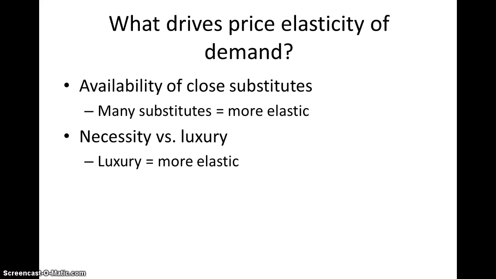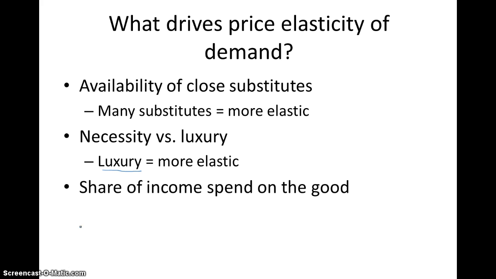We touched on this in that earlier slide too. Next, necessity versus luxury. The more luxury a good is, the more sensitive you are going to be to its price. So when you're deciding between the relative elasticity of two things, you should decide whether you think it's a luxury good versus a necessity. And then this next one is share of income. Second to last one: share of income spent on the good.